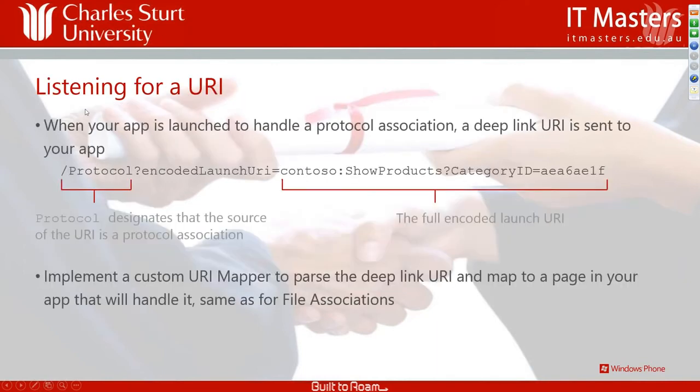So for example, here the URI that's being launched is actually Contoso:show products. But what our application sees is a navigation to protocol. So again, we're going to need a custom URI mapper to handle that, and then we've got a query parameter which is encoded launch URI, and then the actual launch URI is passed in as a parameter to that.